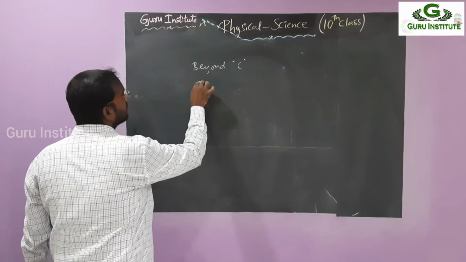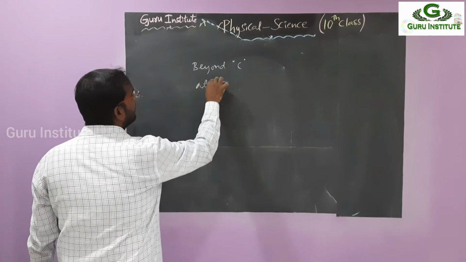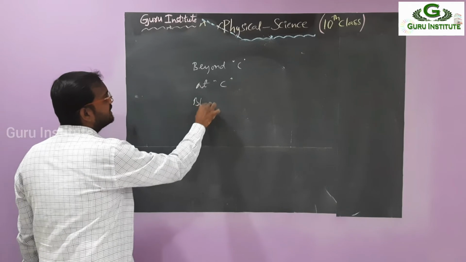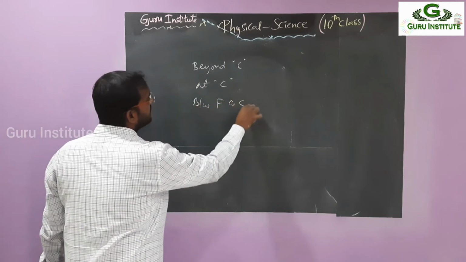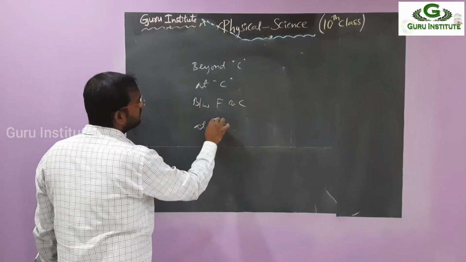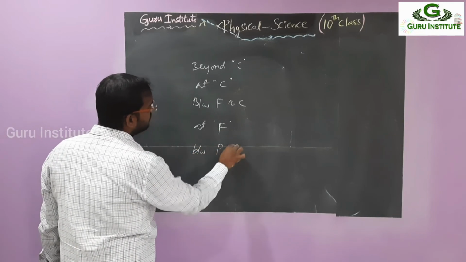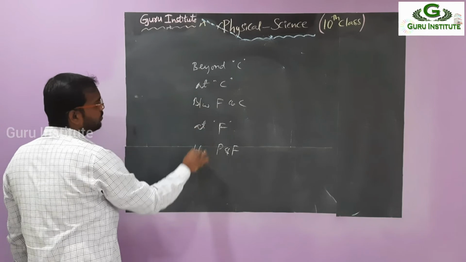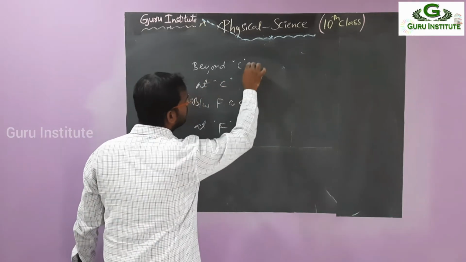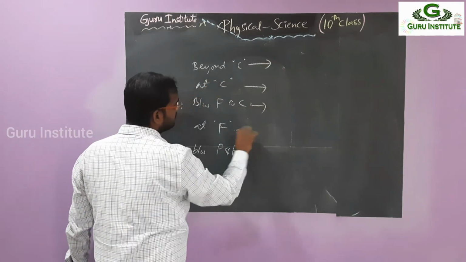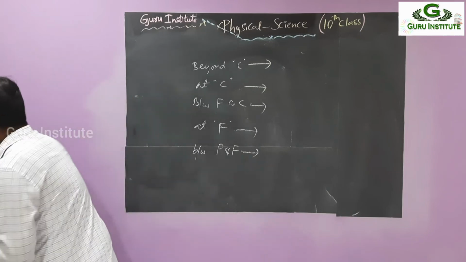Next one, at C. Next one, between F and C. Next one, at F. And the final one, between P and F. So 1, 2, 3, 4, 5. In this one, we have to see all the nature.